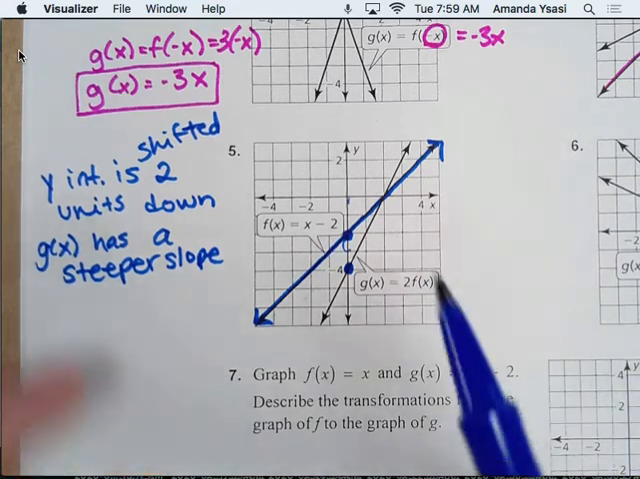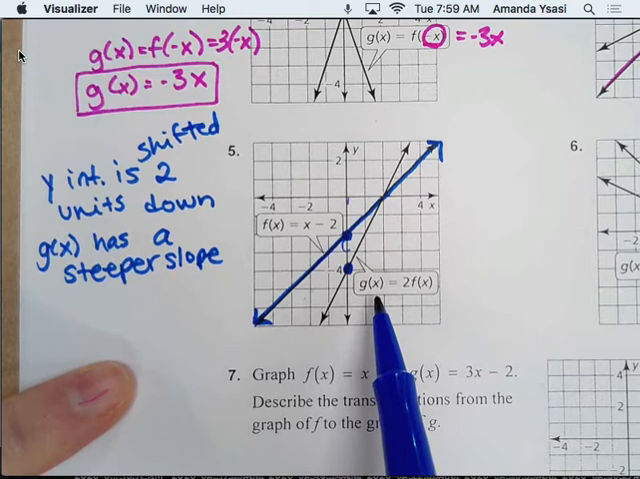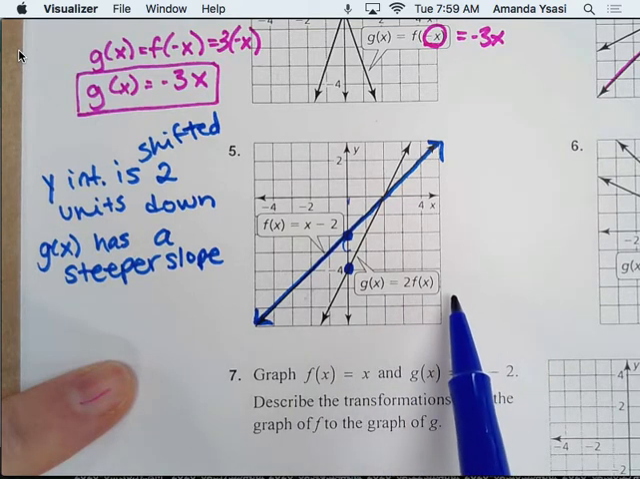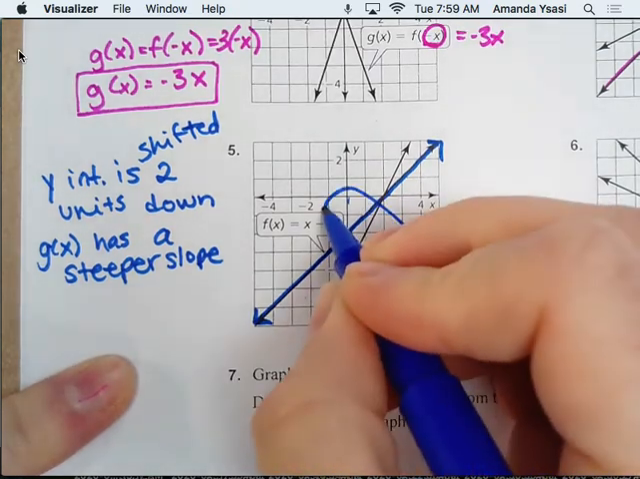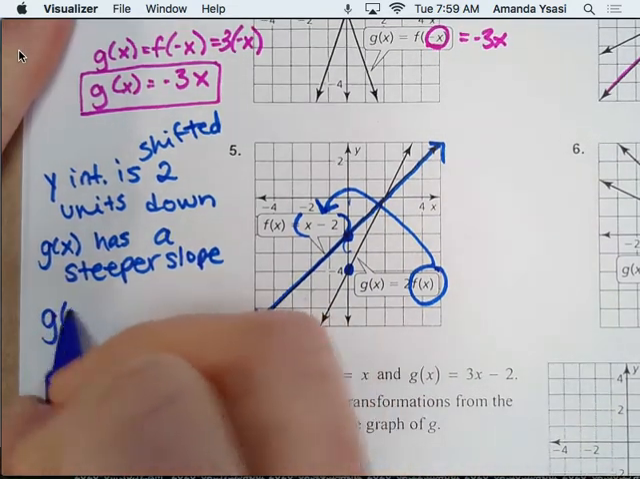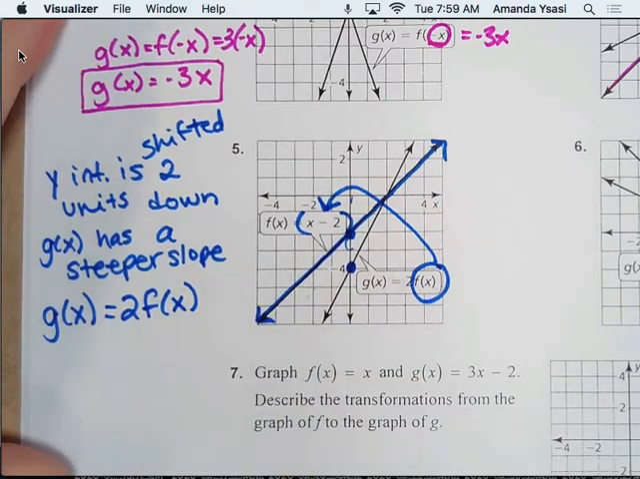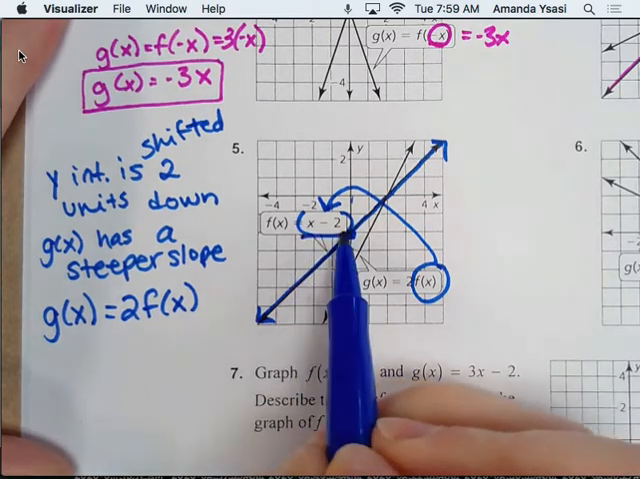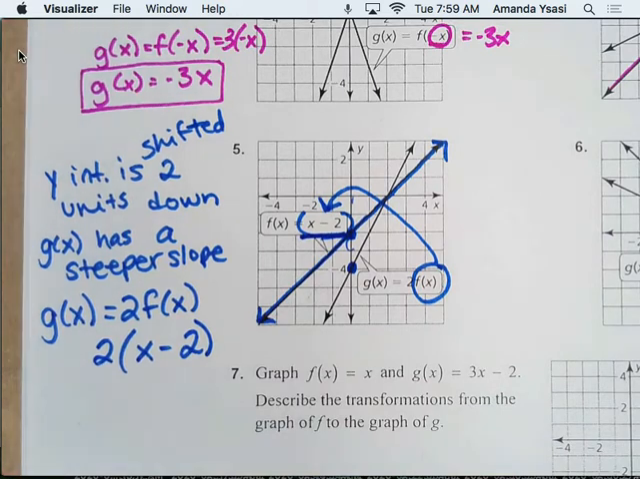So if we want to do our equation, see how f of x is x minus 2. g of x is found by doing 2 times f of x. So what is f of x? Yep. So we're going to double that. So in order to get g of x, we're going to do 2 times f of x, which f of x is this, x minus 2. So it'd be 2 parentheses x minus 2 to get our new equation.